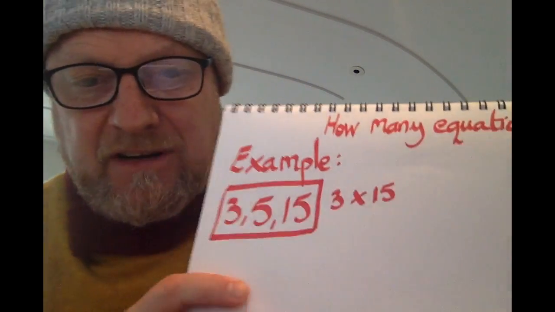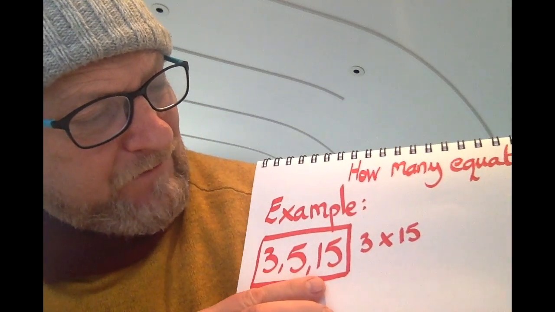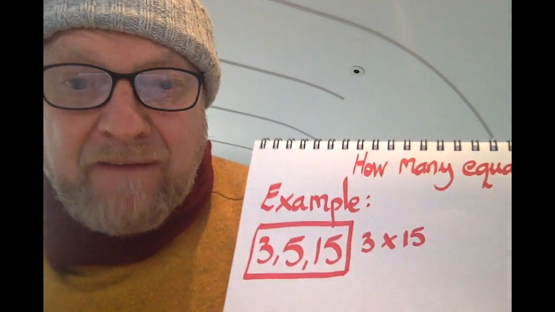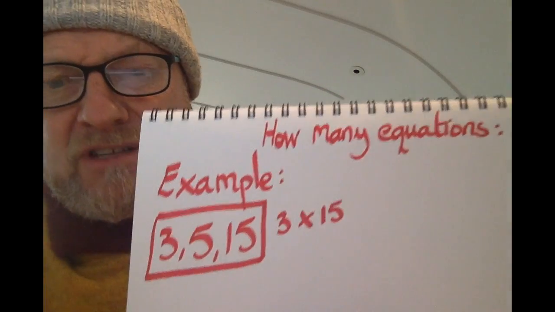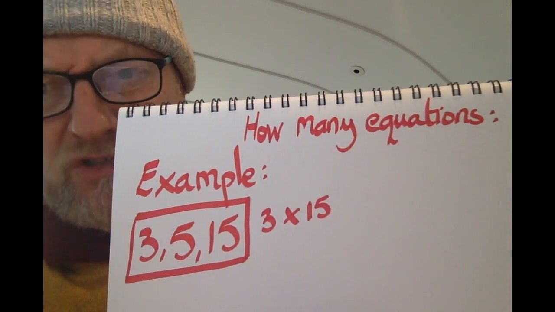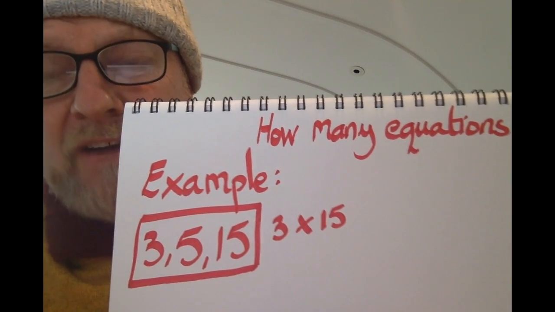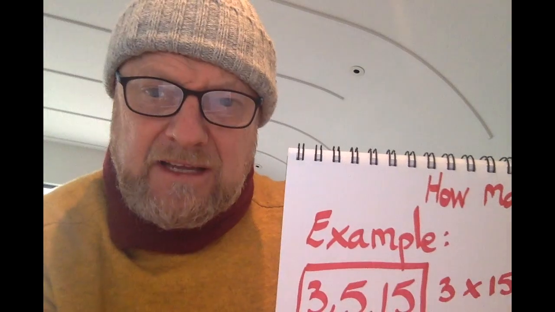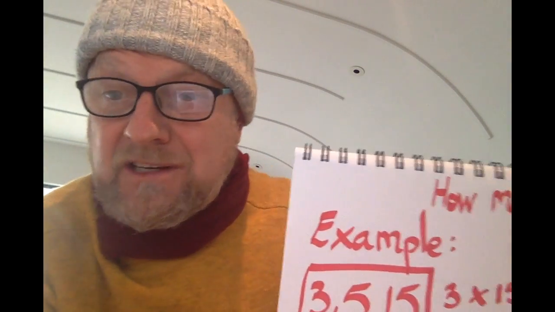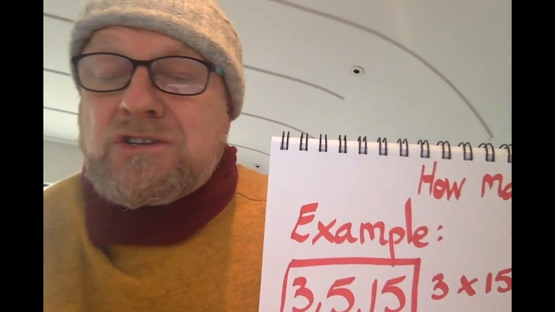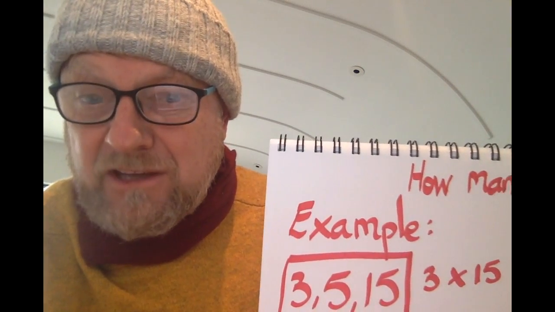So I'm going to give you an example of what we are going to do today. We are going to take three numbers. And here's an example of those three numbers. I have taken 3, 5, and 15. Now, we are going to make four equations out of those three numbers. And two of those equations are going to be multiplication, and two are going to be division. Now, you don't need to know your times tables, although it would be great if you did. You just need to know how to move the numbers around to make the equations.